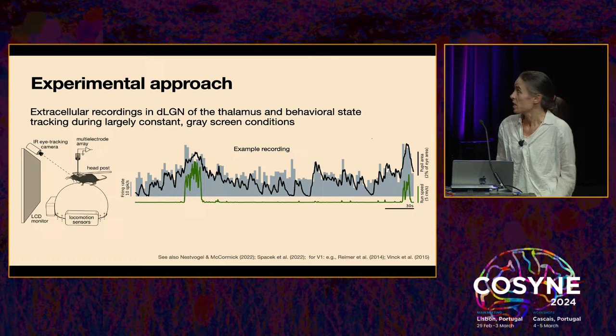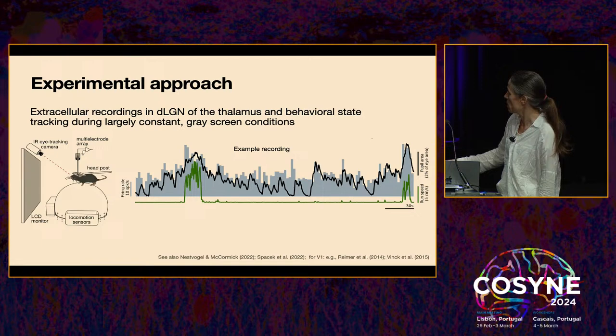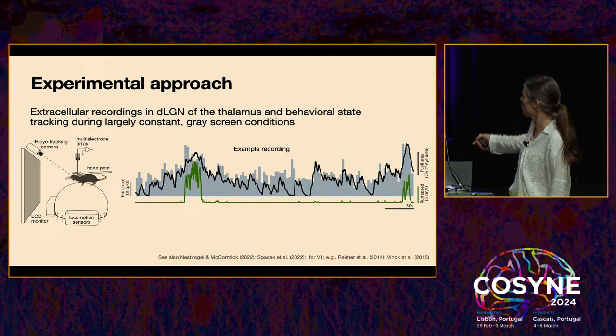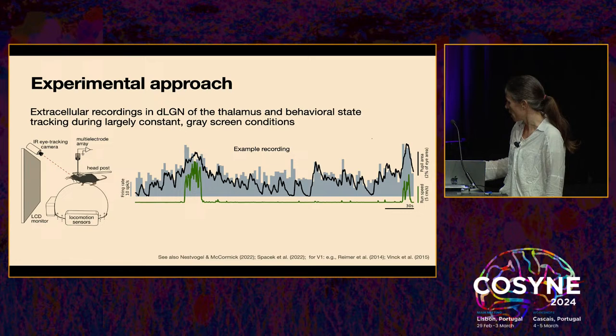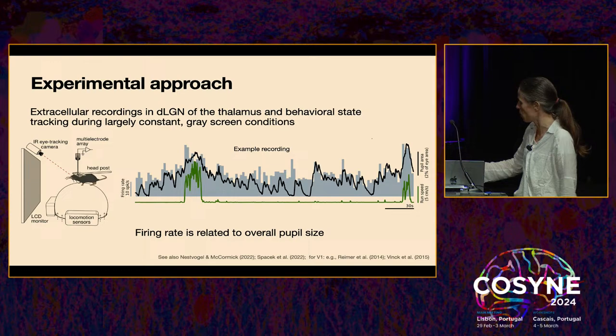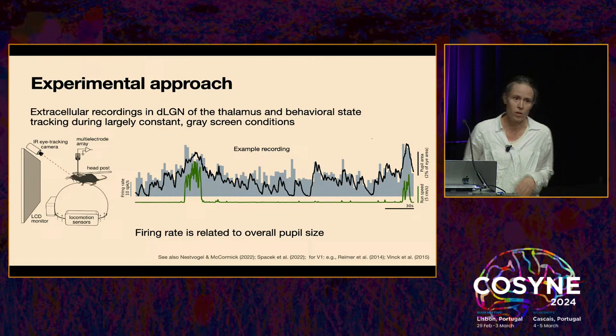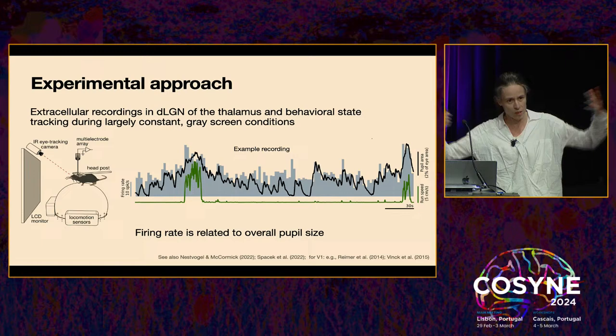What you can see here is an example recording that we performed in LGN. You can see in blue the firing rates of an example neuron. In black, you have the trace of the pupil area, and in green, the simultaneously recorded locomotion trace. And if you look at these variables, it's very clear that this neuron is modulated by pupil size, so the firing rate is related to the overall size of the pupil. It goes up and down with it. You can also see what has been described many times before, that the pupil signal is also correlated to locomotion. So when the animal is running, we typically have large, dilated pupils.